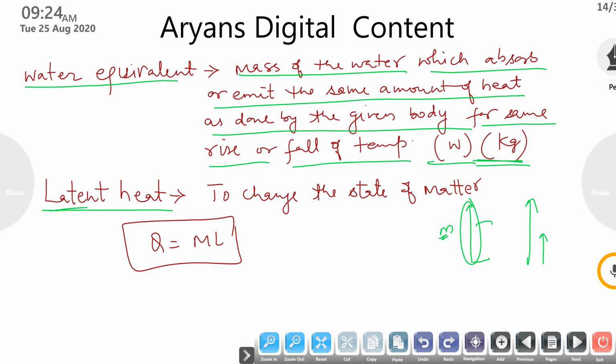Next is latent heat. Water equivalent is represented by W simply, and its SI unit is kg, as we have discussed. Now, latent heat is nothing but the amount of heat required when an object changes its state, means from solid to liquid, or you can say from liquid to vapor state. It is simply given by Q, that is amount of heat, is equal to mass into latent heat of the object. L is a constant that depends upon the object or your material.